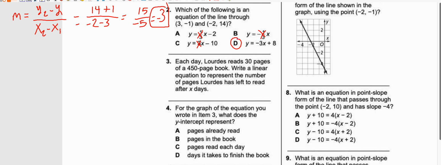All right, next question, number 3. Each day, Lourdes reads 30 pages of a 450-page book. Write a linear equation to represent the number of pages Lourdes has left to read after x days. So, 30 pages per day. Okay, so I'm going to want to multiply 30 and x, right?